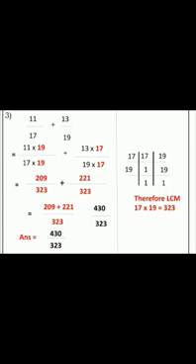So 13 × 17 over 19 × 17, which is equal to 11 × 19 is 209 over 323, plus 13 × 17 is 221 over 323. Now the denominators are same. So you can add 209 + 221 over 323, which is equal to 430/323. So your answer is 430/323.